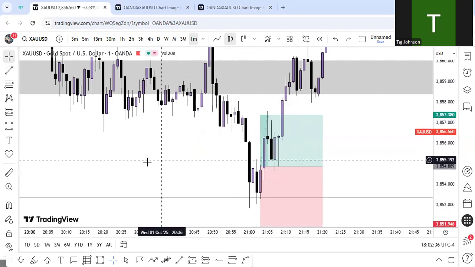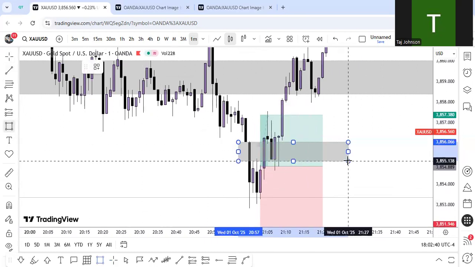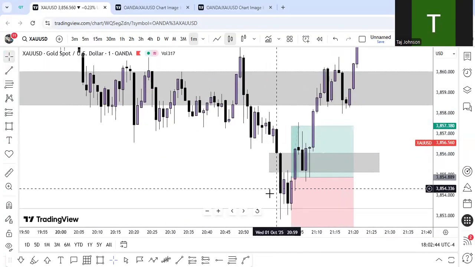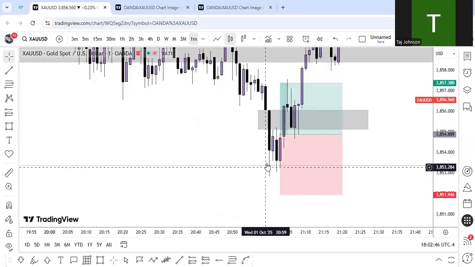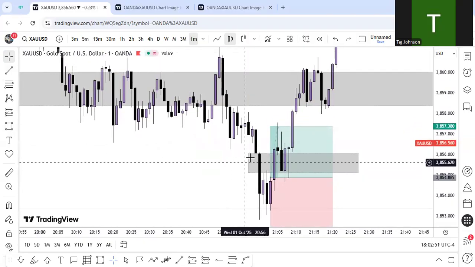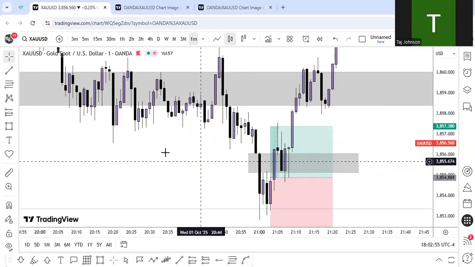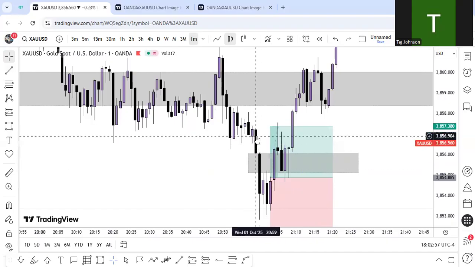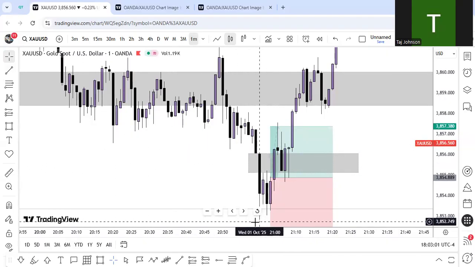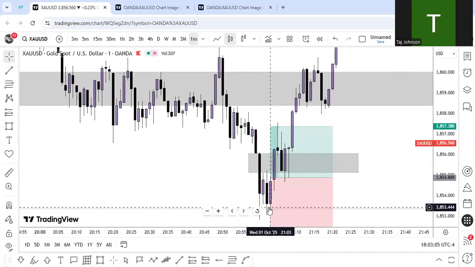Another confirmation would have been the inversion fair value gap break, right? So notice this big candle that swept the previous day's liquidity as well as the CRT low. It left an inversion fair value gap, and prior to that, it swept liquidity below as well. So lots of liquidity being taken and it created an inversion fair value gap.